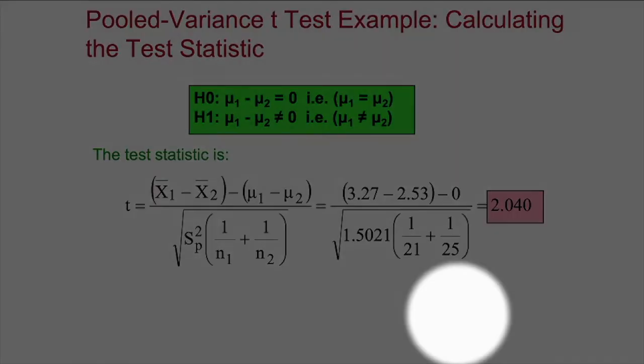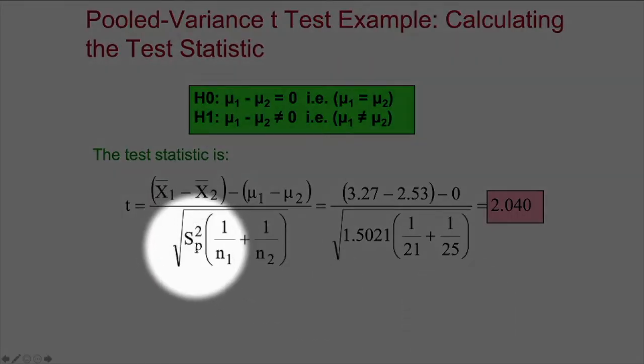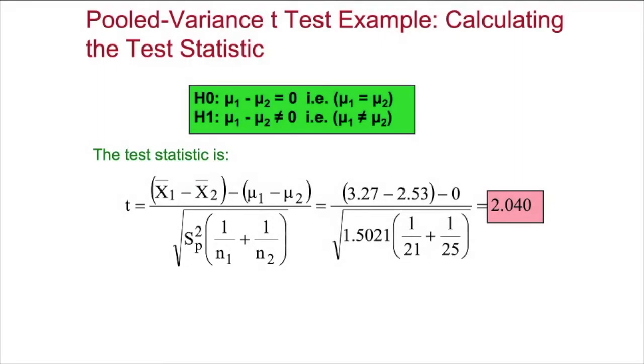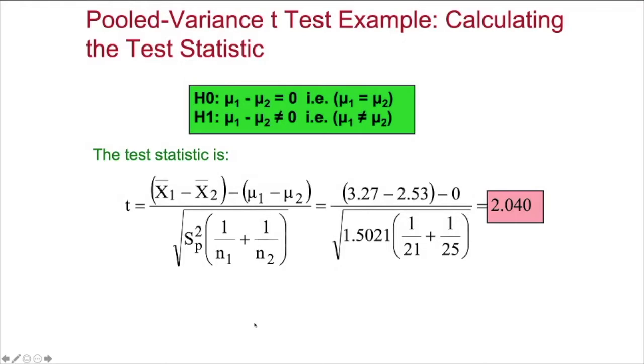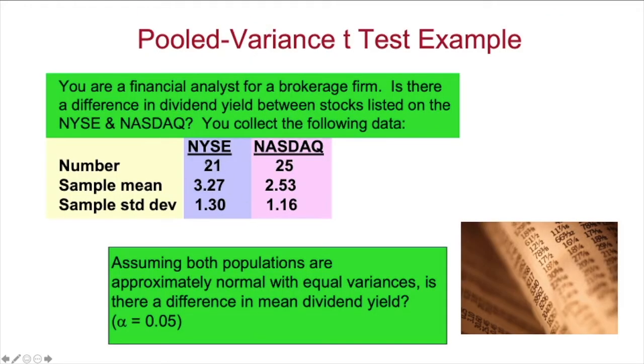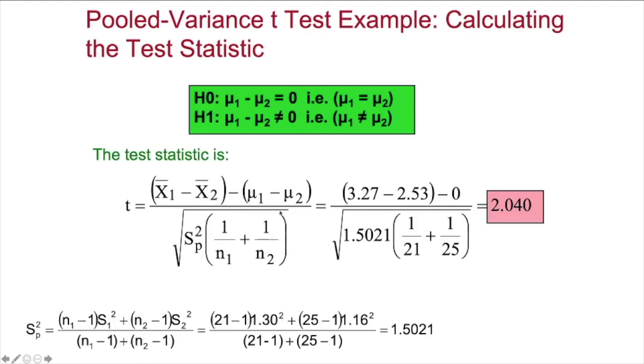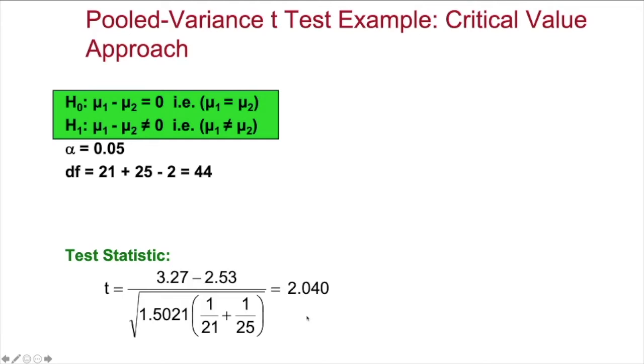Just to put a fine point on it, where does this SP, this is our pooled variance, where does this SP squared come from? It comes from this formula. Okay, this formula is not complicated, we just plugged in these values, right? Those values that we just plugged into the pooled variance formula. So we have our t statistic, our test statistic.